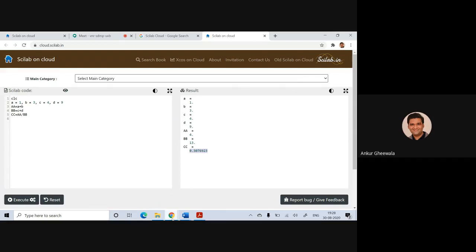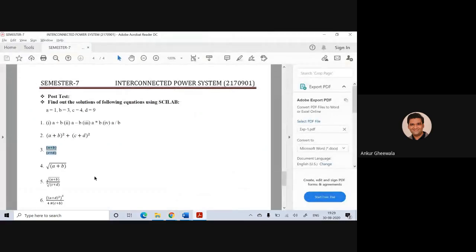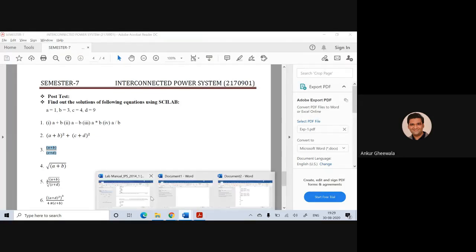So now we are moving to another thing. A plus b under root. So I want to find out 1 plus 3 under root. So it will be 2. So let's check these values.